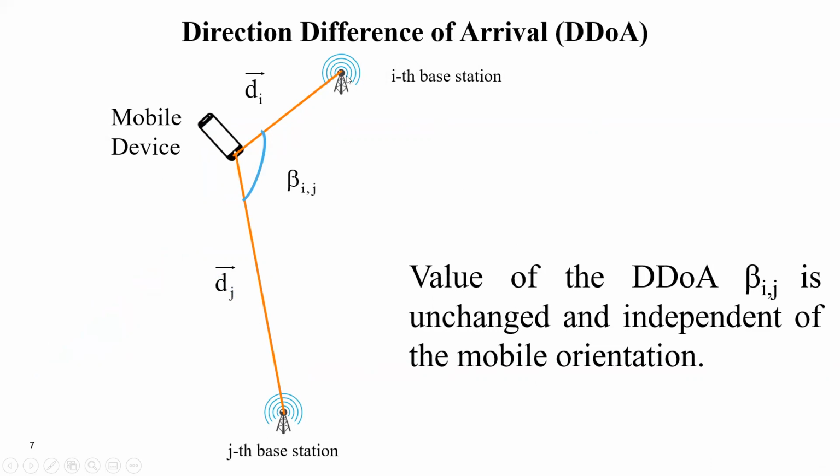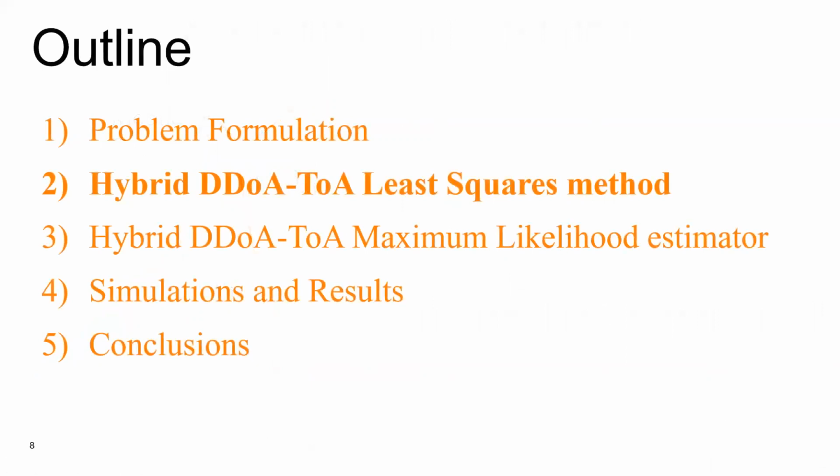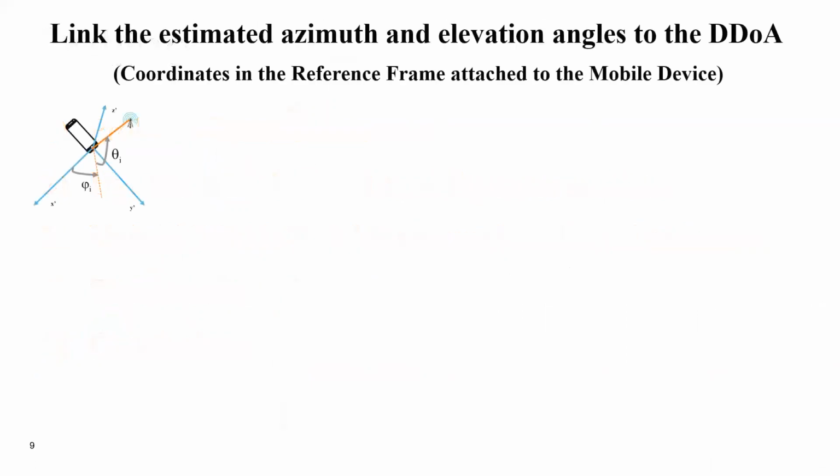Let us call the vectors representing the 2 signals d i and d j. We have that the value of the DDoA beta ij is unchanged and independent of the mobile orientation. Now we go to the second section. It is about the hybrid DDoA-ToA least square method.